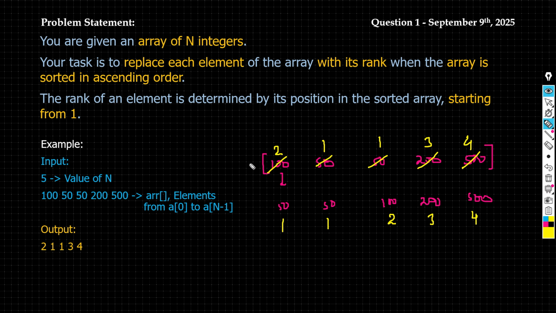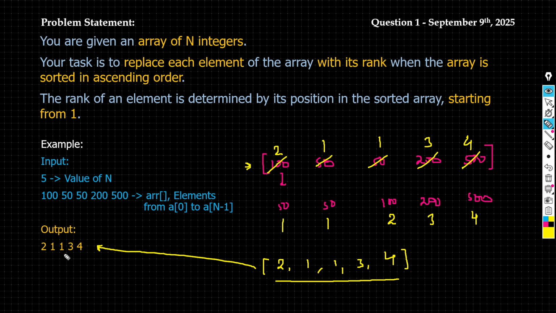And we have to print this array. Okay, we have to print the new array, which is now 2, 1, 1, 3, 4. Okay, so the new array is this, and we have to print all the values of the array in a space separated manner, like this output. Okay, the 2, 1, 1, 3 and 4. So this was the problem statement. Let's see the explanation as well.